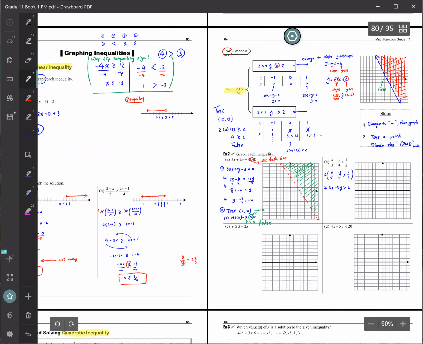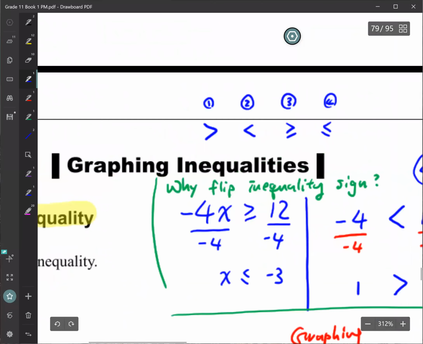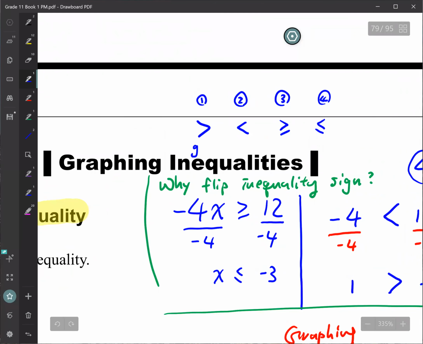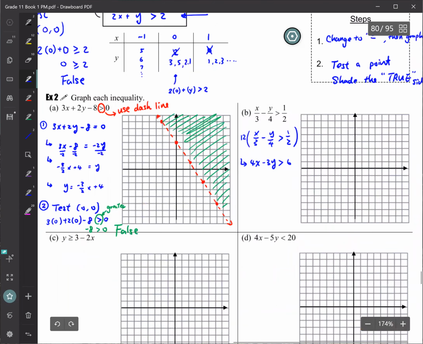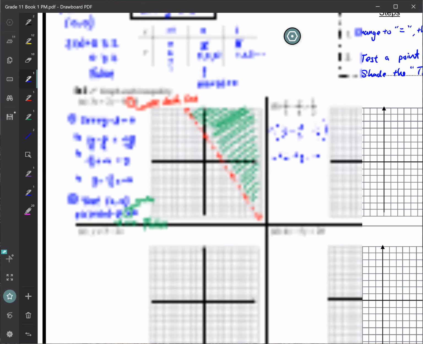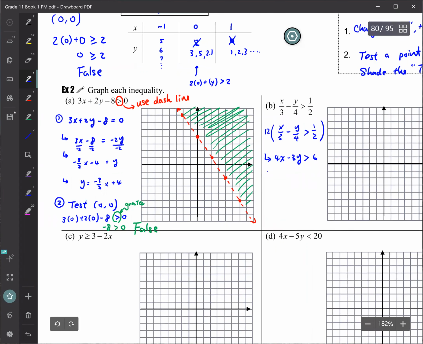If you have trouble reading the sign, you can write this down. This is the greater than. This is the less than. Make sure you write that down. The third one is greater or equal, and the last one is less or equal. After that, you just follow the steps we did before. Change it to equal, pretend it's equal, and then get the slope y-intercept, and then you test the point.